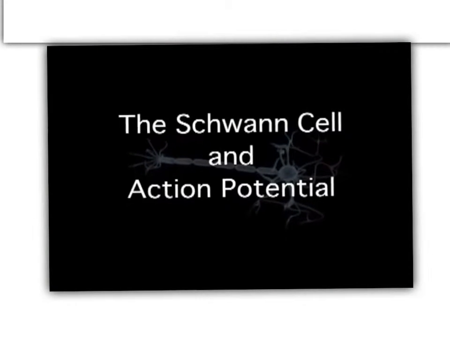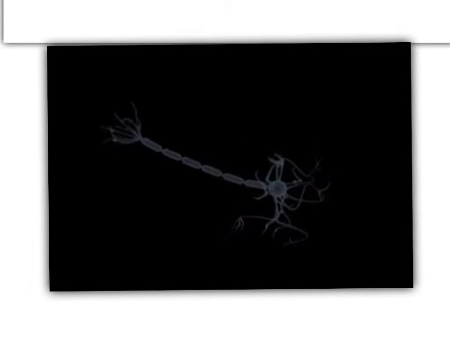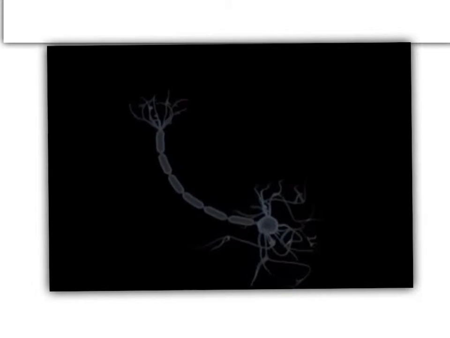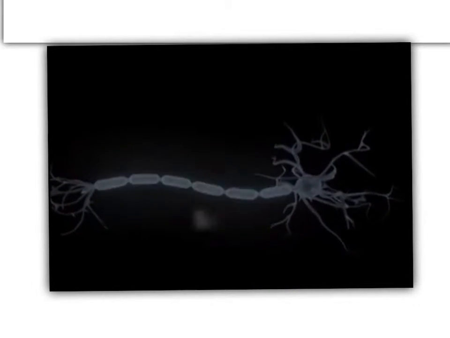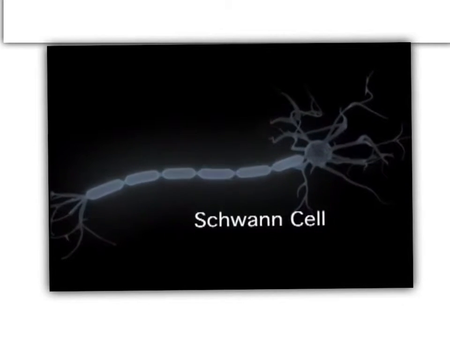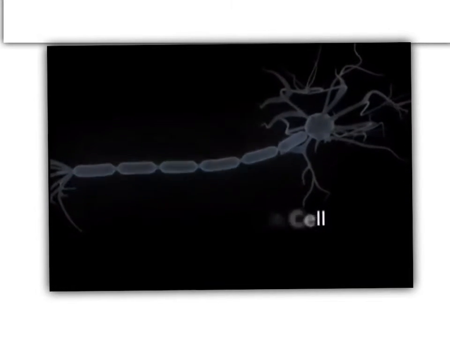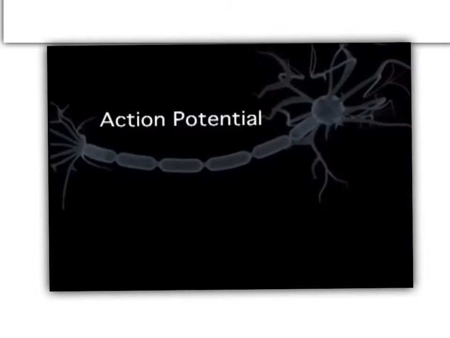What you will see and hear in this presentation is the development of myelin in the peripheral nervous system and the propagation of the action potential along a myelinated axon. This multimedia presentation will be most helpful if you already have a good understanding of the Schwann cell and the electrochemical process of the neuron, called the action potential.